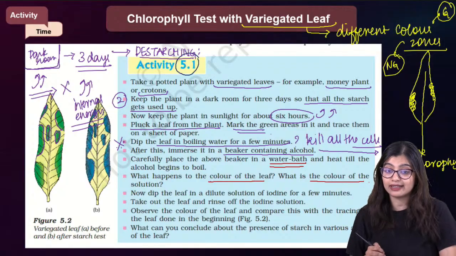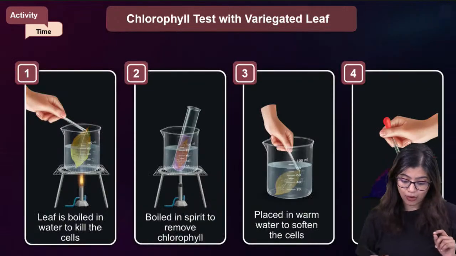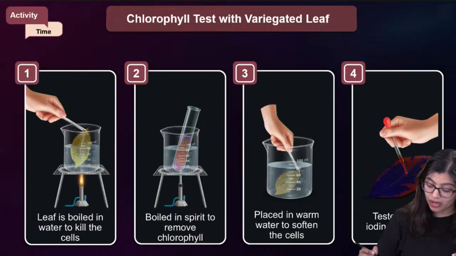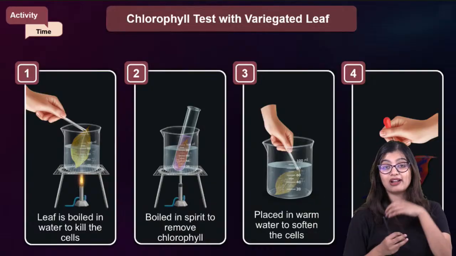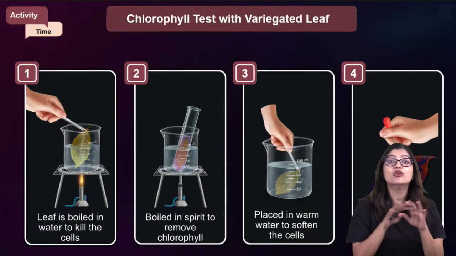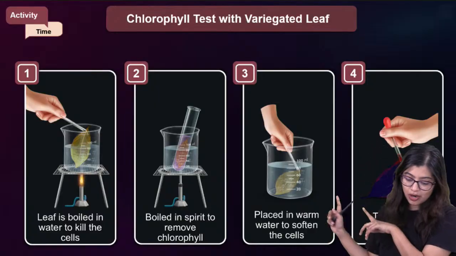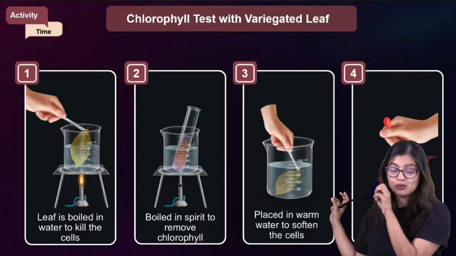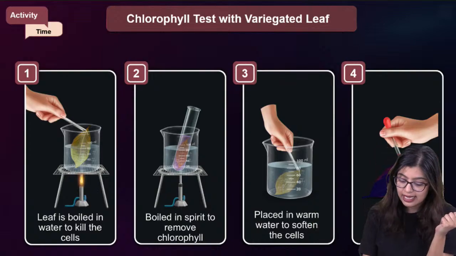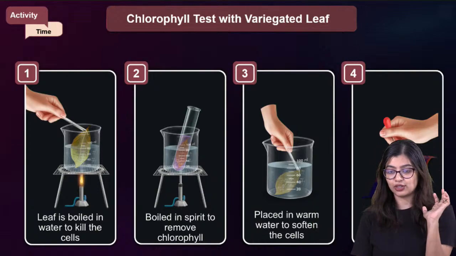Why are we boiling it in that water? It's very, very important. The leaf is boiled in water in order to kill the cells. It is boiled in spirit or alcohol to remove the chlorophyll. Then it is placed in warm water to soften the cells. Then we test it with iodine solution.